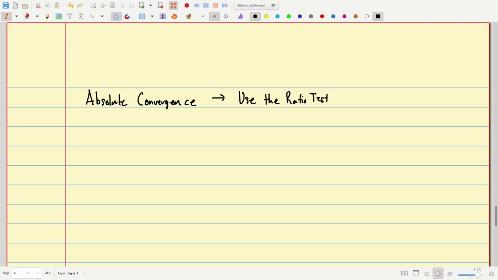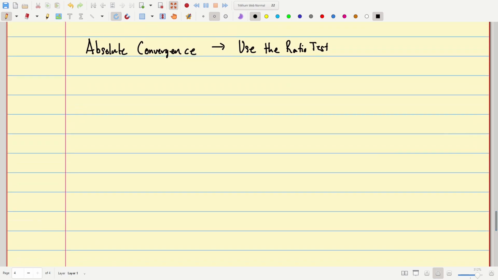In order to get us absolute convergence, we use our best and most powerful tool back from studying series in Calculus 2, which is the ratio test. All right. There's several different conditions here, but the one that we care about is we have our series, and we want the limit as k goes to infinity of the absolute value of a_{k+1} divided by a_k to be less than 1. If this is true, then our series converges absolutely.